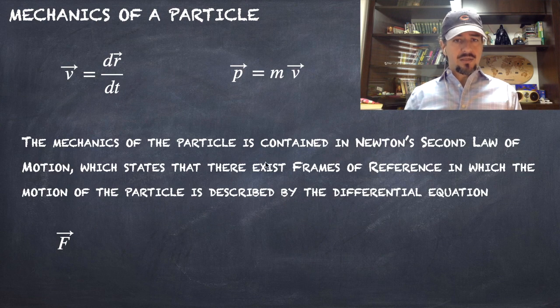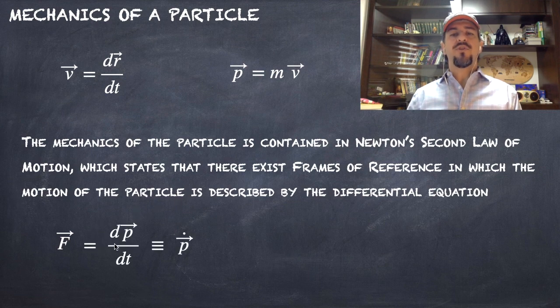So the mechanics of the particle is contained in Newton's second law of motion, which states that there exist frames of reference, inertial reference frames, in which the motion of the particle is described by the differential equation: force is equal to the derivative of the momentum with respect to time, so dp/dt. And we can use this notation p dot. This dot means the derivative with respect to time.